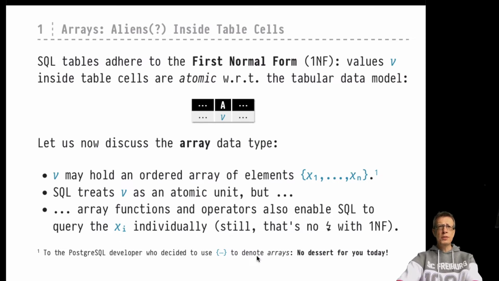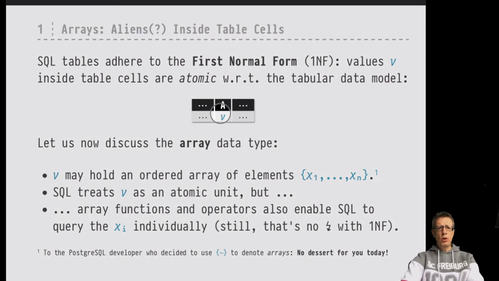We have to recall that our primary aim in modeling simple relational tables was the preservation of the first normal form. So all the values v that you would store in such a table cell are considered atomic. Atomic with respect to the tabular data model, with respect to the relational data model. There is no tabular structure in this cell value v. And indeed, arrays do not provide relational or tabular structure. They are their own data type with their own operations.